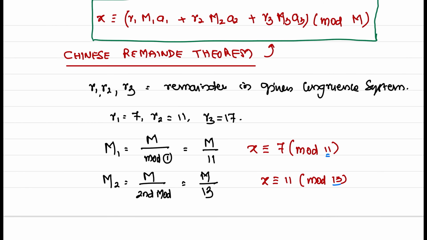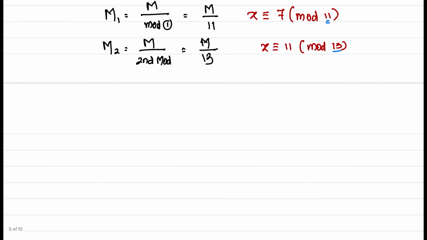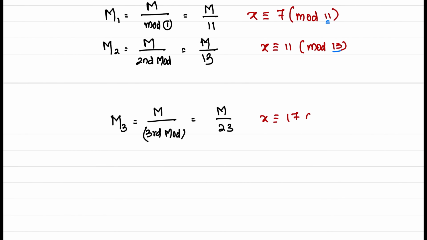M by 13. Then, what is M3? M3 is equal to overall modulus by third mod. That is, there can be n equations: fourth mod, fifth mod. Because I am writing this like third mod, then it will be M by 23. Because the third equation is x equivalent to 17 mod 23.